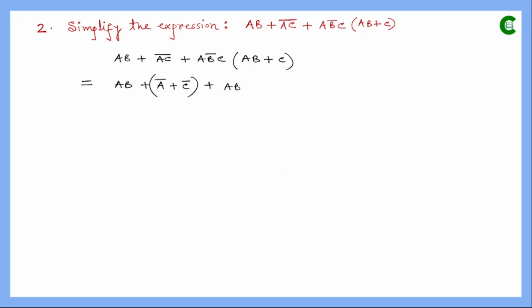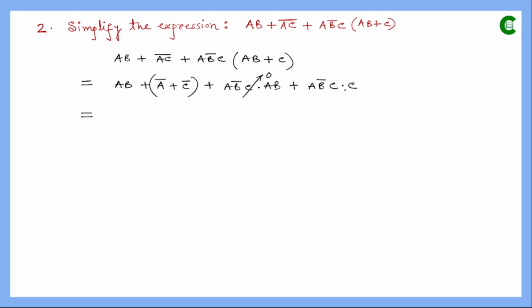So it will be A B bar C, then multiplied by AB, meaning AND operation, and then we have OR, plus, and then we will have A B bar C and then another C multiplied by. Now what we can see here in the third term, we have B and then B complement, and we have AND operation between them. So the final value of this term will be 0.